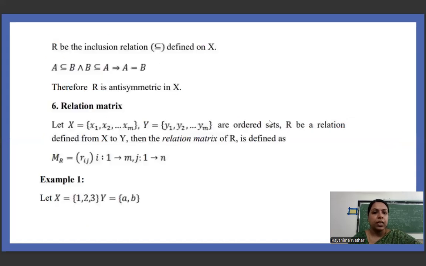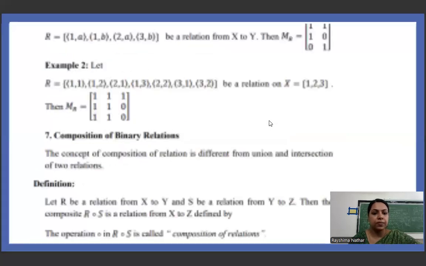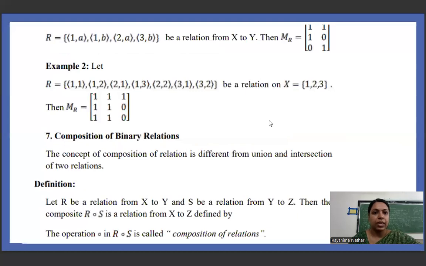Next one is the relation matrix. Let X equal to x1 to xm and Y equal to y1 to yn be the ordered sets. A relation R is defined from X to Y, then the relation matrix is defined as MR equal to [rij], where i varies from 1 to m, j varies from 1 to n. Example for this is: we can construct the matrix using this relation.